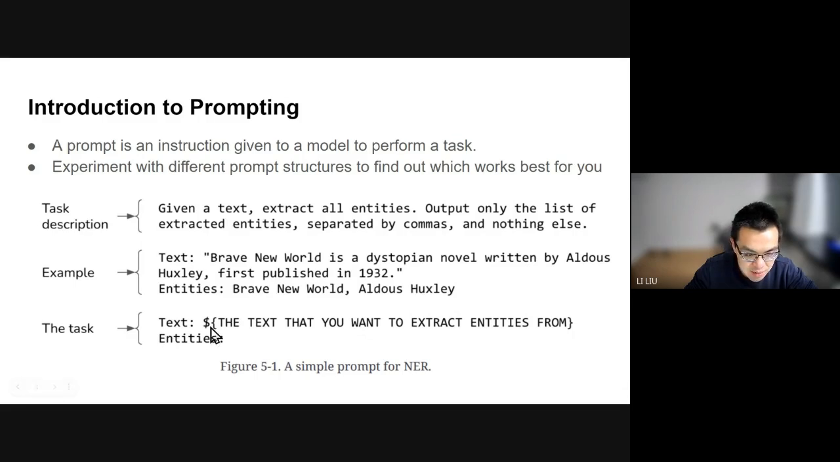And for the task here, the symbol basically means that the text that you want to extract entities from is a variable. You can pass that into the prompt as a dynamic variable that changes depending on the user inputs. This way, the output from the model should be the entities from the given text.